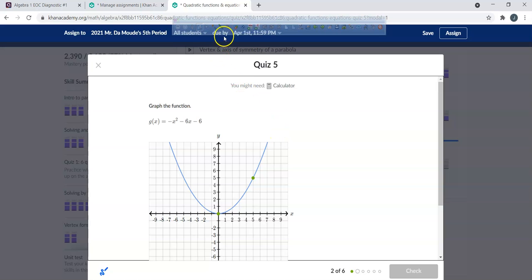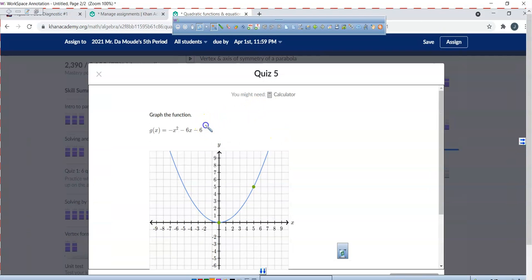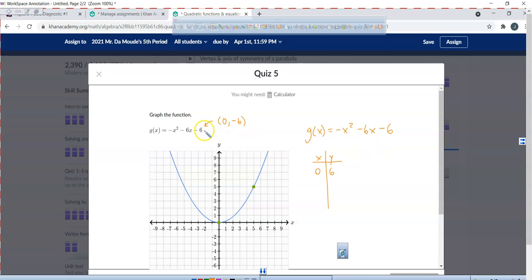Okay, so this is in standard form, and standard form always reveals your y-intercept. So I know my y-intercept is at 0 and negative 6. So if I have a function g of x equals negative x squared minus 6x minus 6, and I didn't have a graphing application like Desmos or a graphing calculator, here's how you could do it by hand. If you know how to use Desmos, you can just type it in and easily graph it, but I'm going to show you how to do it by hand. Right now I know it's going to be at 0 and negative 6 because that's the c value.